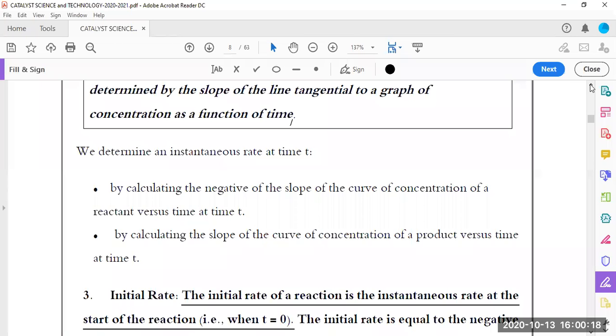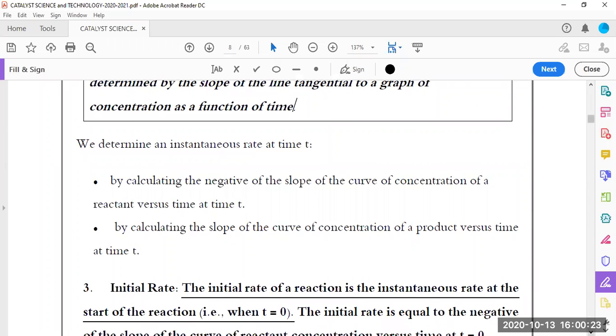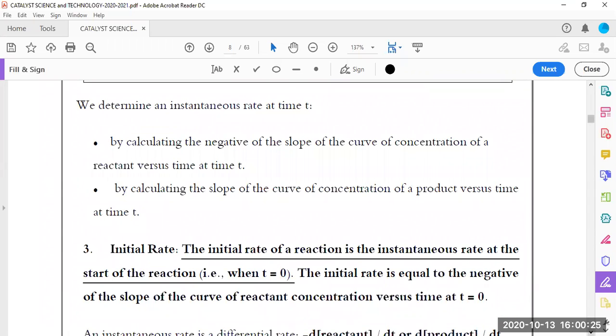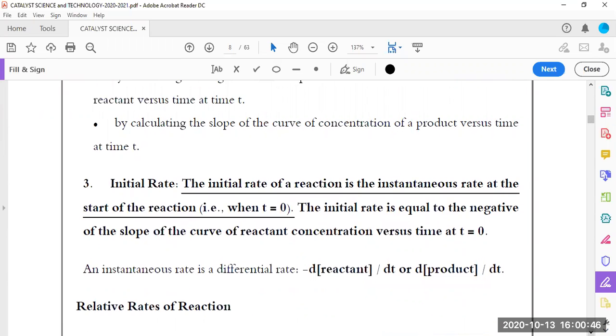So we determine the instantaneous rate at time t by calculating the negative of the slope of the curve of concentration of a reactant versus time, or by calculating the slope of the curve of concentration of a product versus time. Again, same. If you're taking product or reactant.